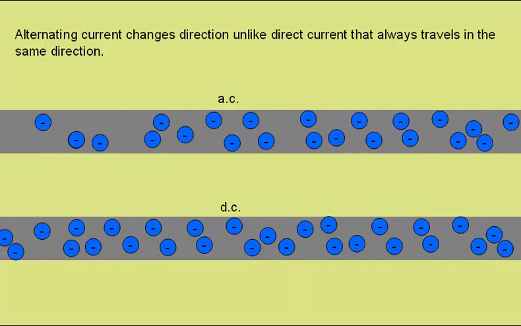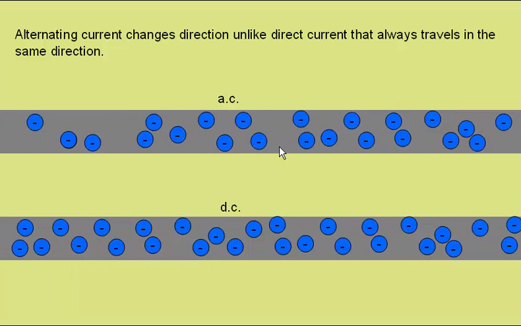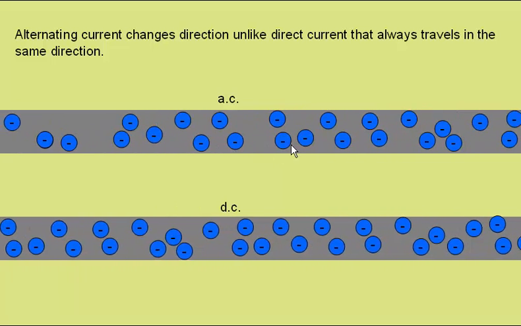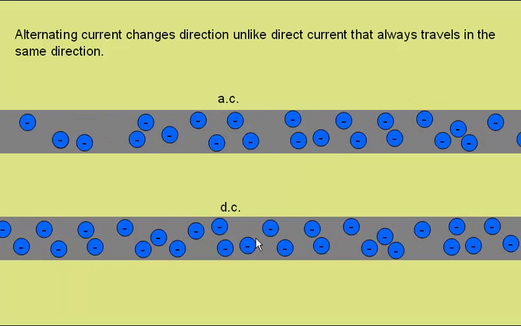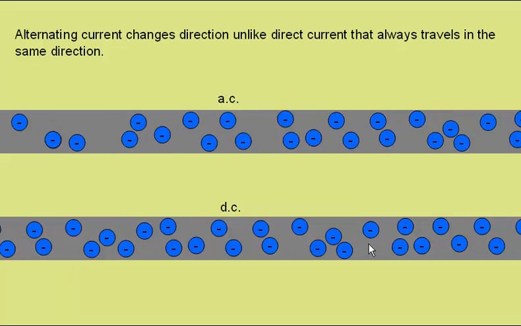So here we have a much simplified model of two wires, the top one carrying alternating current, and you see the electrons just move back and forth. The bottom one carrying direct current, and the electrons are moving steadily in the same direction.